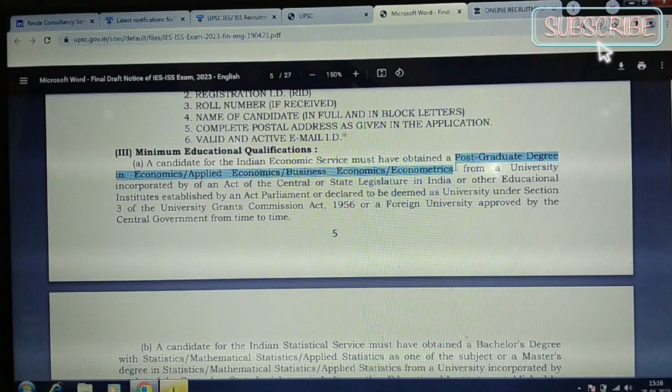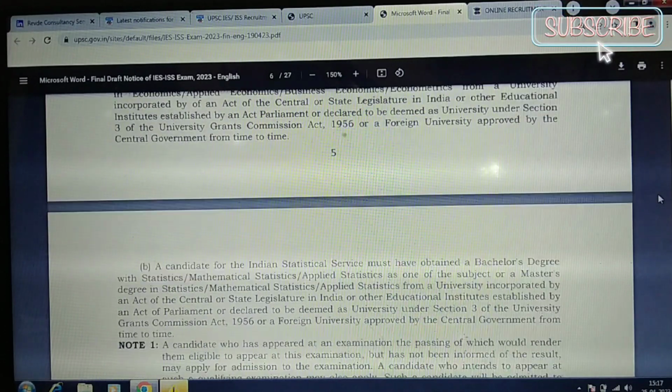Here it is very important, that is a candidate's educational qualification. He must have completed a postgraduate degree in economics or applied economics or business economics or econometrics from a recognized university incorporated by an act of the central government or state legislature in India.